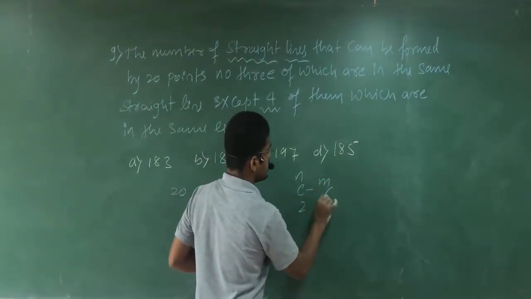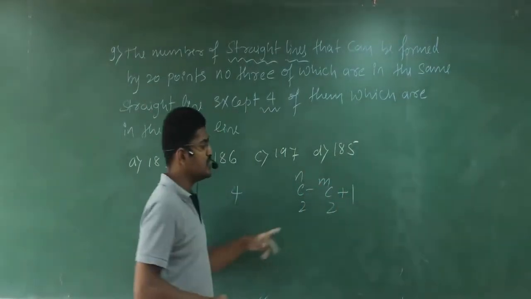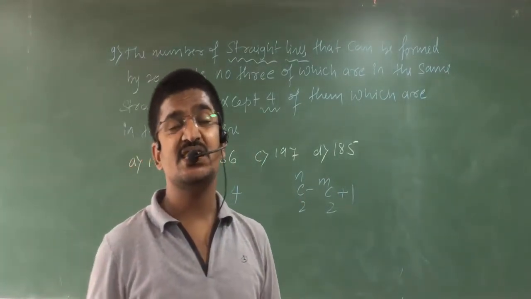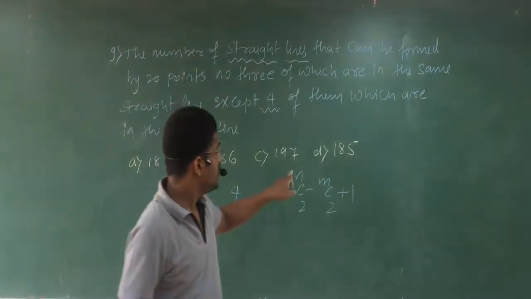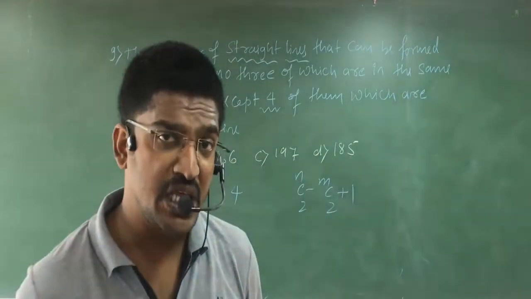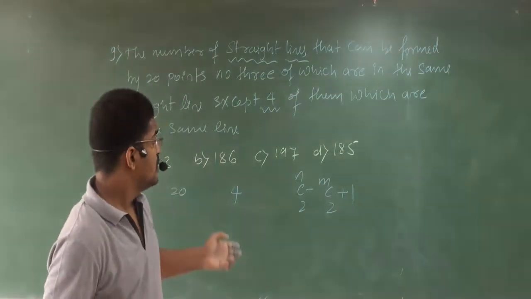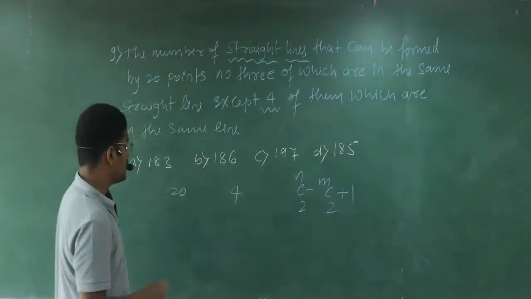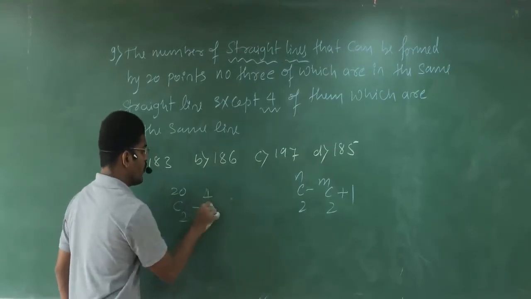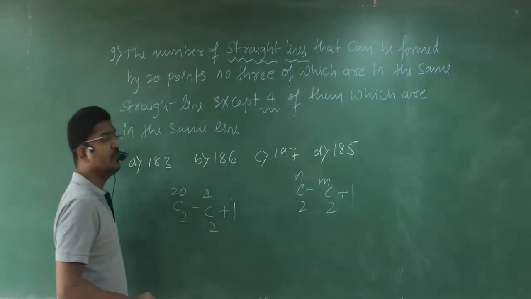NC2 minus MC2 plus 1. This was the formula for the number of lines that can be made from n points where m points are collinear. Clear? So this is the formula. Therefore, 20C2 minus 4C2 plus 1 will be the answer.